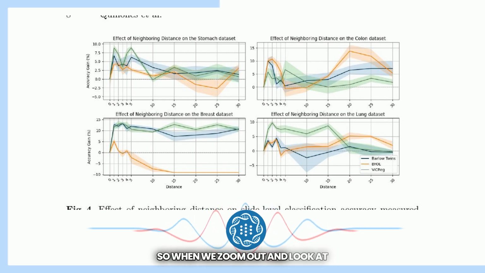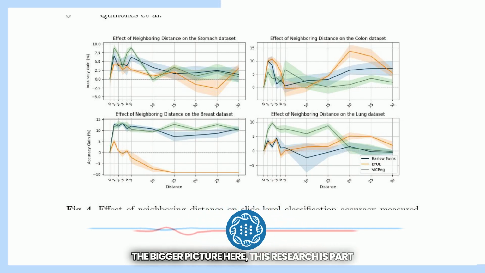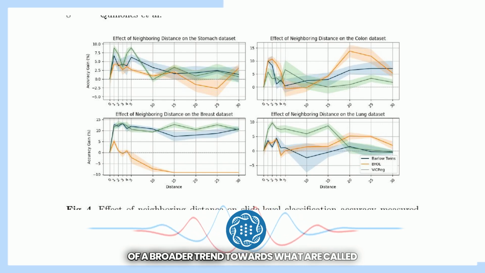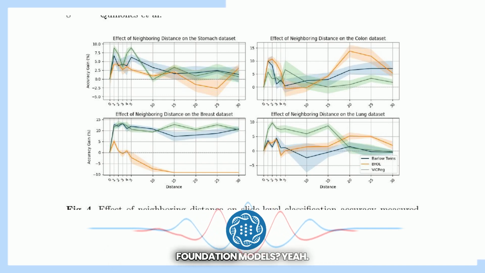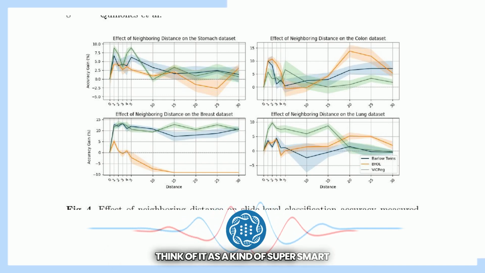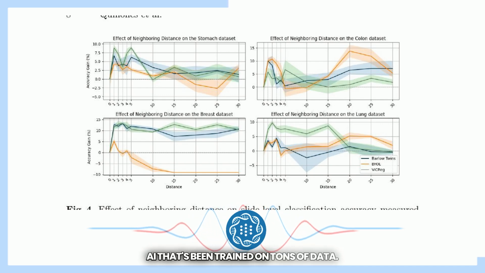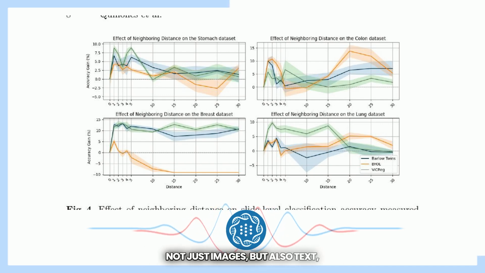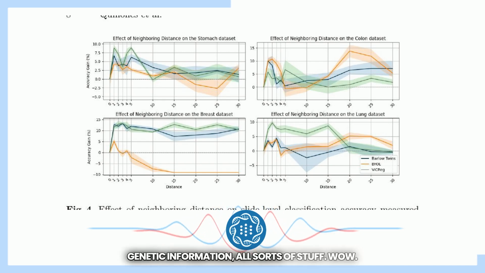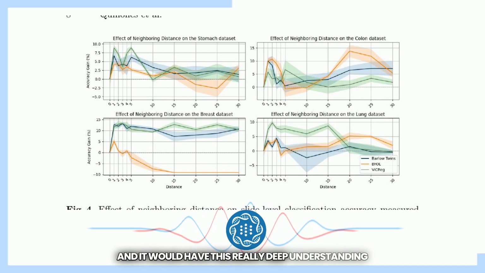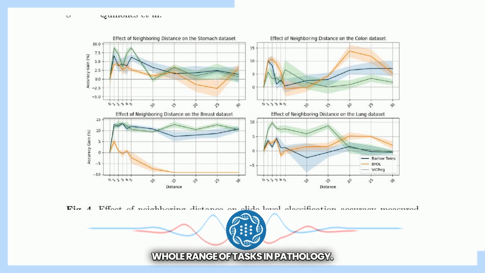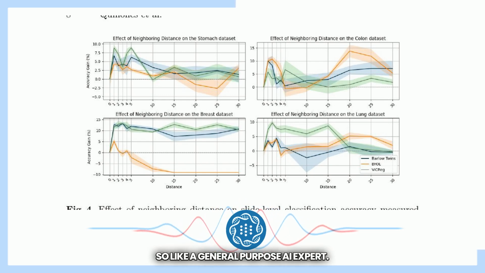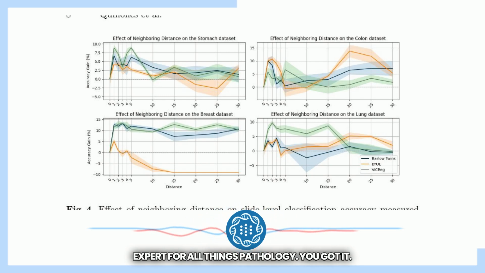So when we zoom out and look at the bigger picture here, this research is part of a broader trend towards what are called foundation models for computational pathology. Foundation models, yeah. Think of it as a kind of super smart AI that's been trained on tons of data, not just images, but also text, genetic information, all sorts of stuff. Wow. And it would have this really deep understanding of biology that could be used for a whole range of tasks in pathology. So like a general purpose AI expert for all things pathology. You got it. That's amazing.